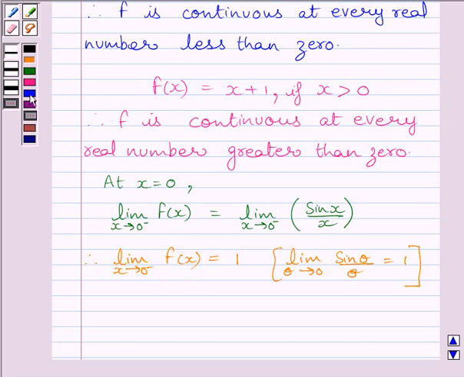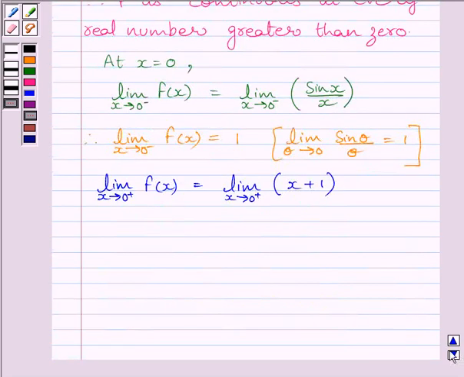Now let us find out right hand side limit of the function at x equal to 0. This is equal to limit of x tending to 0 plus x plus 1, which becomes 0 plus 1, which is equal to 1 only. So we get right hand side limit as 1. Now clearly we can see left hand side limit of the function is equal to right hand side limit of the function at x equal to 0.